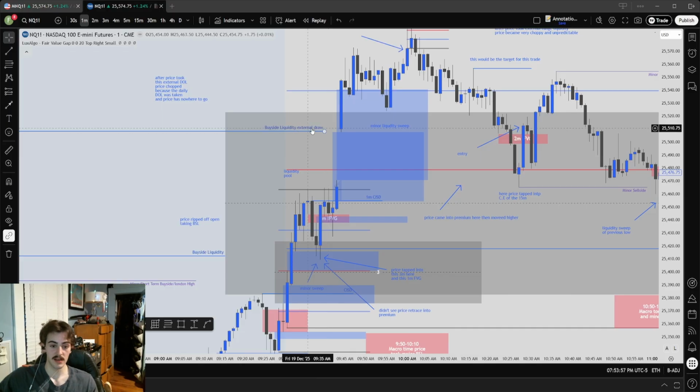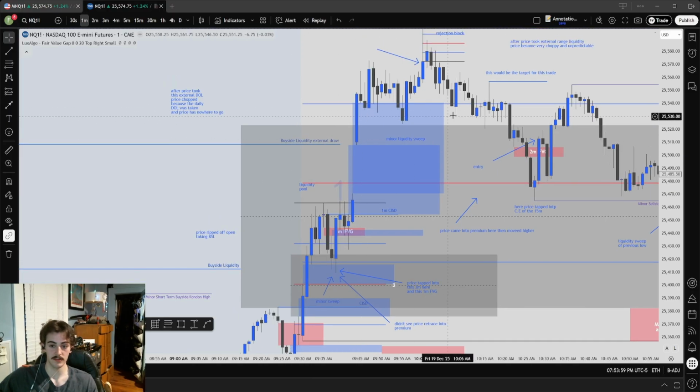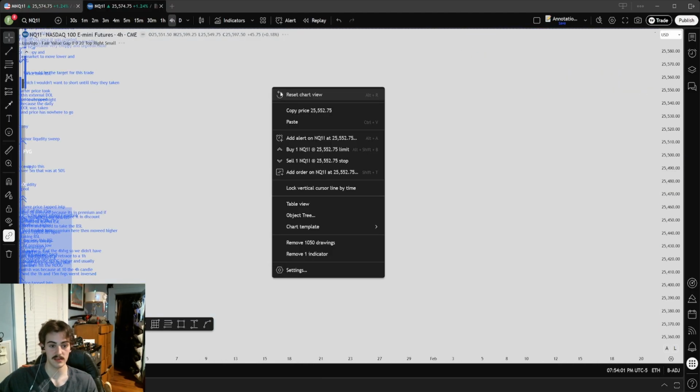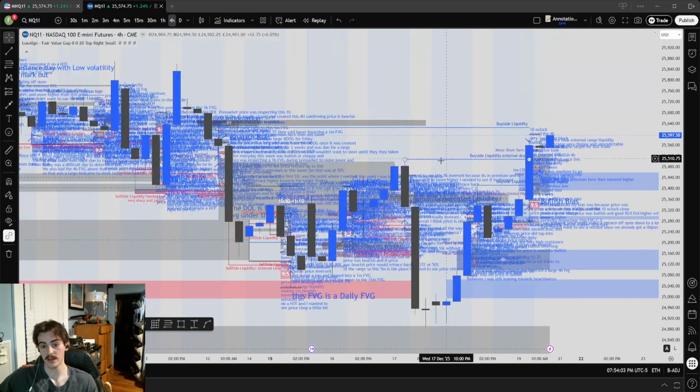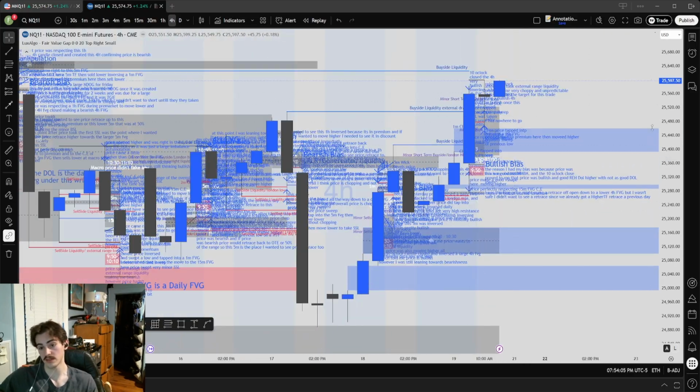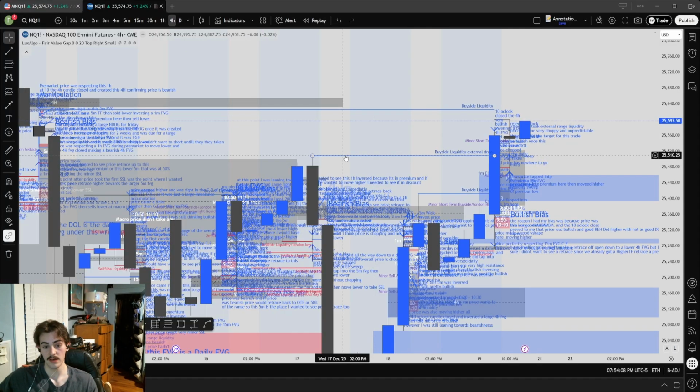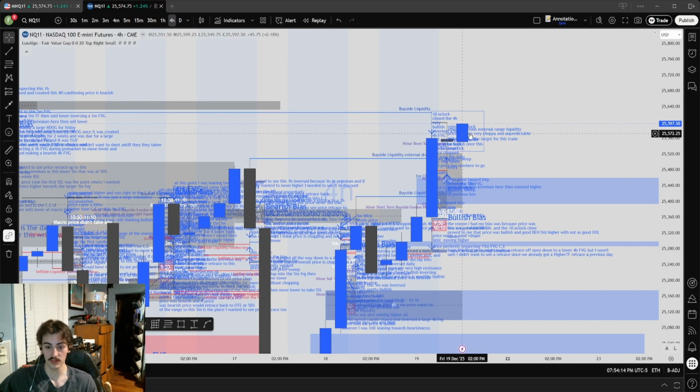Price rips higher, takes this external draw, and then chops. Right? Once price takes an external draw on liquidity like that, price is going to chop because price has nowhere to go. That was the finish of the market maker buy model. The model has been completed, and most likely we want to see price now move for a retracement into this 4-hour. So I'm looking for on Sunday price to come into this 4-hour, move lower.